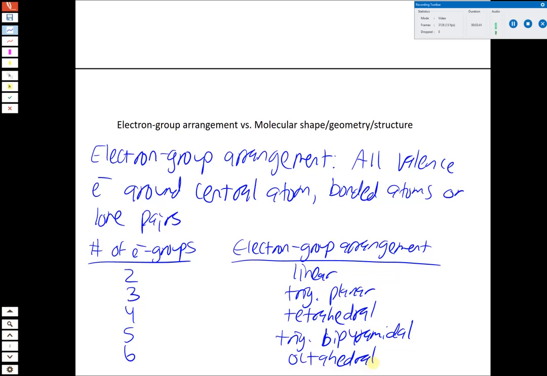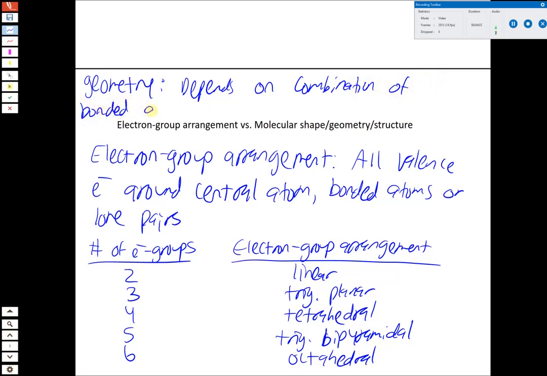Now within each of these, there's a lot of different possible combinations of bonded atoms and lone pairs. So then the geometry of the molecule, or the molecular shape, or sometimes just molecular structure, depends on the combination of bonded atoms, which we abbreviate as X in the AXE notation, and lone pairs, which we abbreviate as E. So there's a lot more possibilities for molecular geometry. So essentially they are subcategories of these electron group arrangements.